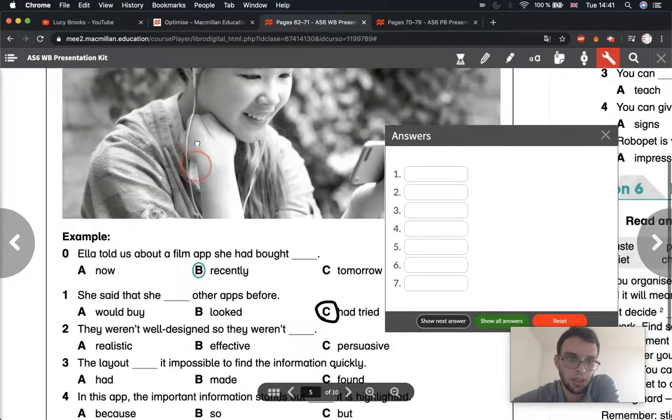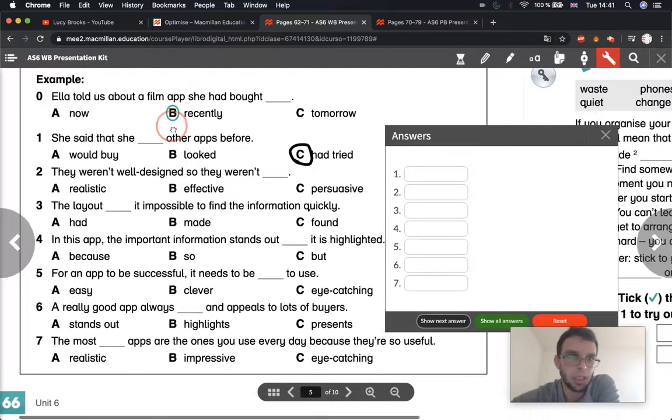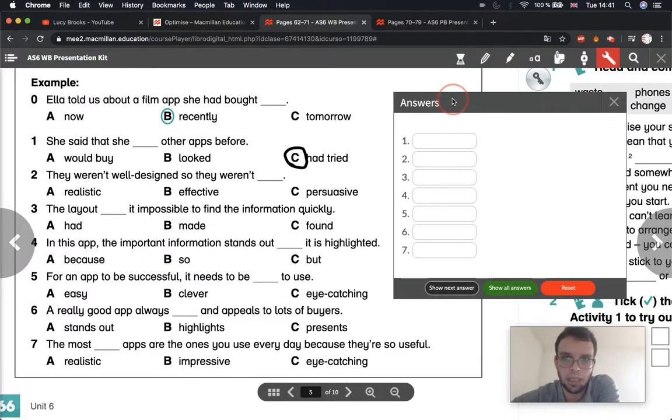Very good. Okay, so the first one I helped you out with. She said that she had tried other apps before. Let's look at number 2. They weren't well designed, so they weren't. The answer should be effective. Now here all the answers fit grammatically, but there's only one word that has the correct meaning. They weren't well designed, so they weren't effective. Okay.